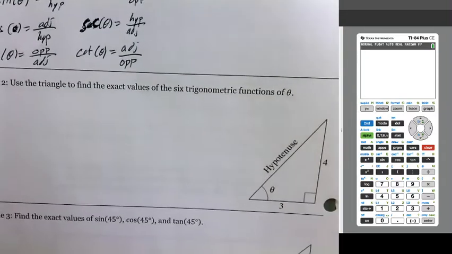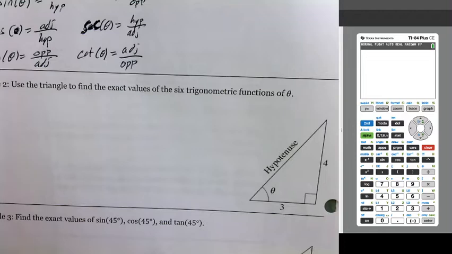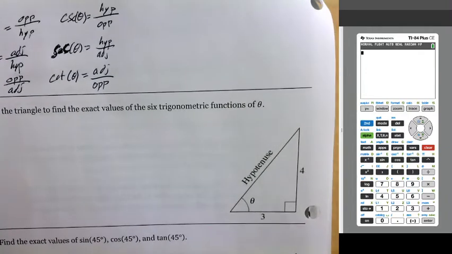So let's use this triangle to find all six values. Now notice the hypotenuse is not found, so we're going to want to find that first, because both sine and cosine, cosecant and secant all need the hypotenuse. It's a right triangle, so we can find the hypotenuse using Pythagorean theorem.